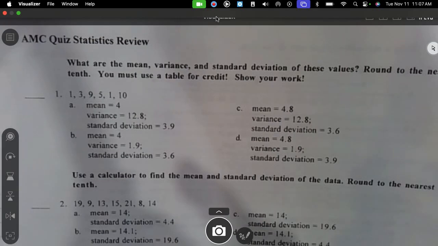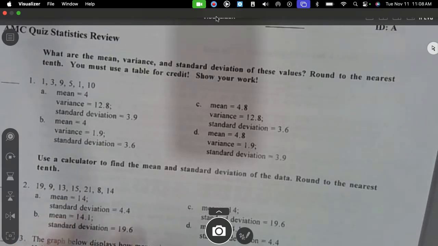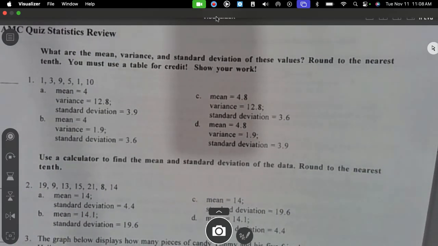That's missed days here and there. It'll be a good review. Not all of these are on there. I think I have a few extra, just practice. So the first thing says to find the mean, variance, and standard deviation. The first one I'm going to do is make my little chart.